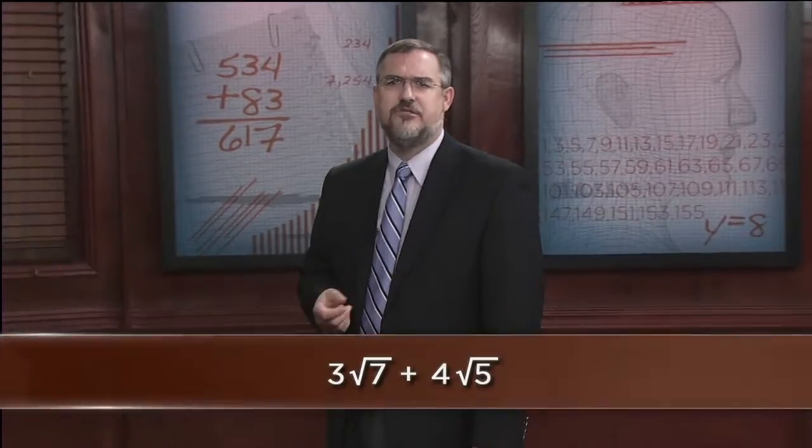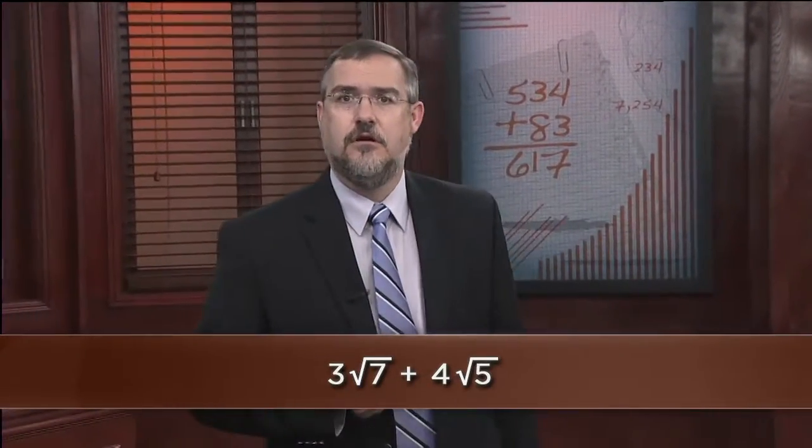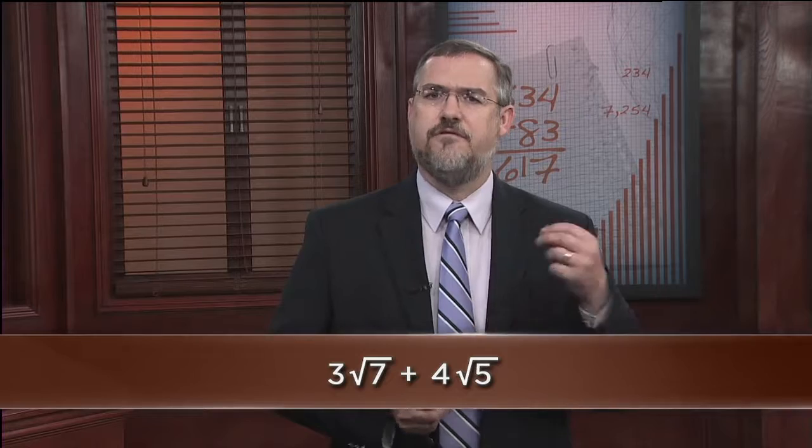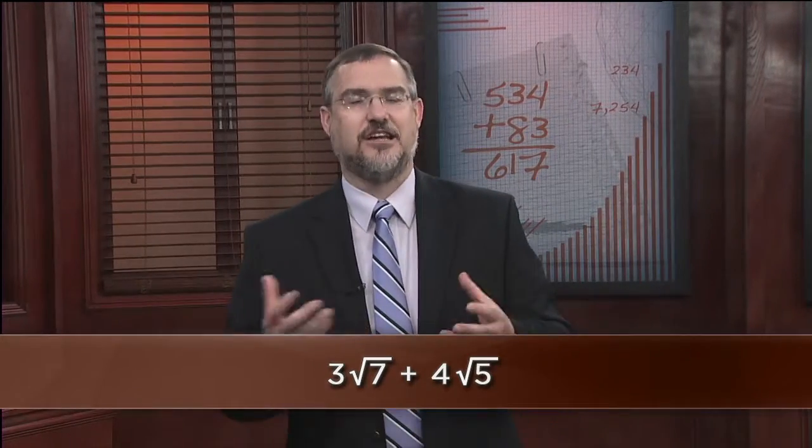But what if you were doing something a little bit different? What if you had 3 times the square root of 7 plus 4 times the square root of 5? Well, to be honest, you can't do anything to simplify that kind of an expression. Square root of 7 and square root of 5, they're both square roots, but they're very different square roots, so they can't be combined. Just like apples and oranges are both fruits, but not close enough to really say that you could combine them, unless I guess you make a fruit salad. But that's a different thing.